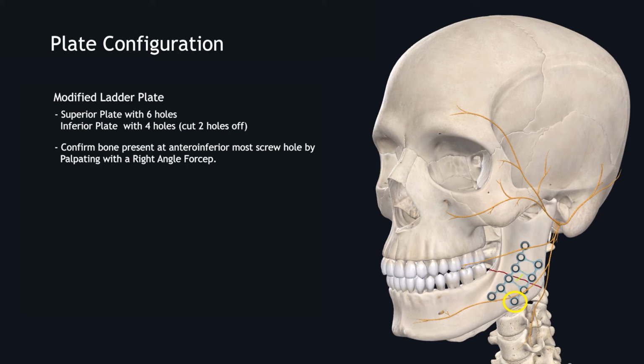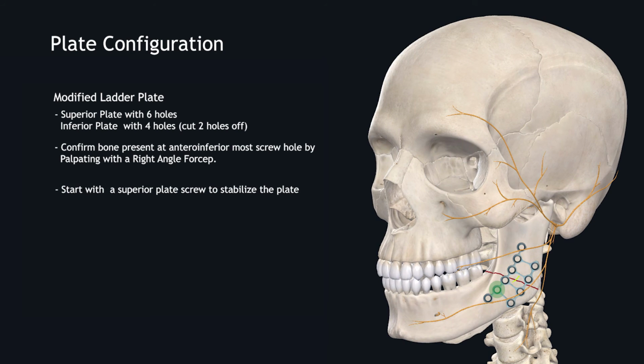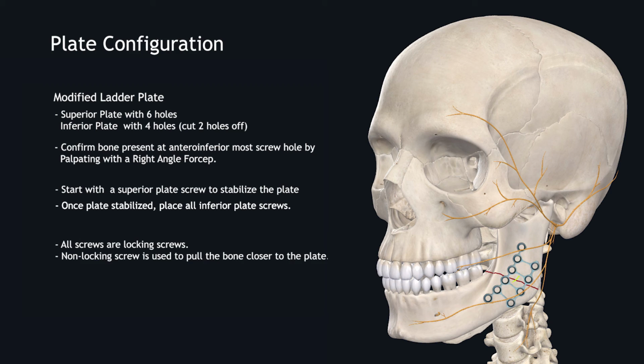You can ensure that the plate is sitting on top of the bone by palpating with a right angle through the screw hole to ensure that there's bone underneath the inferior anteriormost screw hole. Since superior screws are easier to see, I'll start out with the superior screws to stabilize the fracture by placing one screw on either side, and then focus on placing all the inferior screws, and then come back to finish the superior screws. As with other cases, I'll only use locking screws to compensate for the plate offset from the bone.